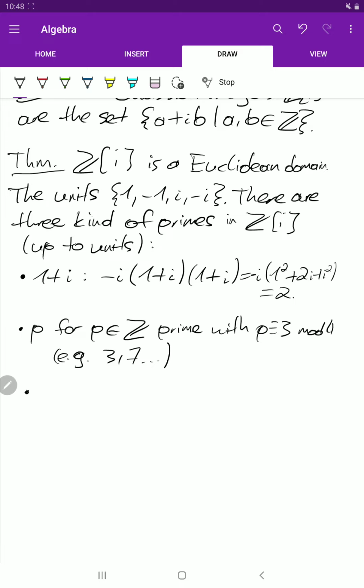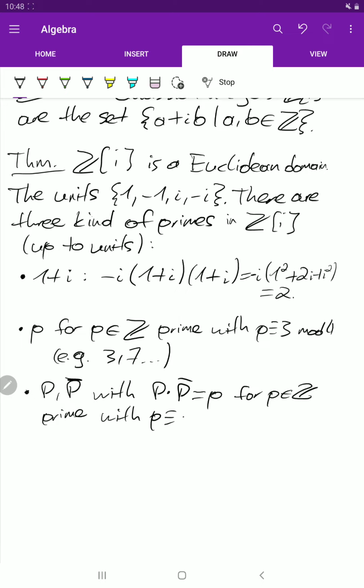And now we come to the primes in the integers which we can write as the sum of two squares. So we get 2 primes in the Gaussian integers, the prime and its conjugate. So these are primes where the prime times the conjugate is a prime in the integers, and it should be 1 modulo 4.